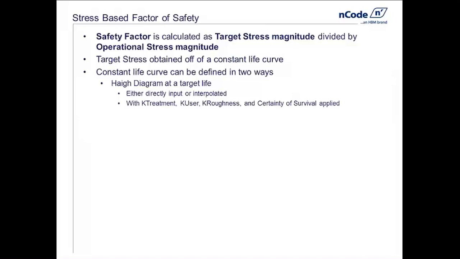And this constant life curve can be defined in 2 different ways. One, we can import it directly as a Haigh diagram. And Haigh diagram is an SN material format that is just standard inside of the nCode Material Manager. It can be brought in either directly as an exact curve, or it could be brought in as a family of curves and interpolated between them. And the curves themselves can be automatically compensated for things such as surface treatment and certainty of survival.